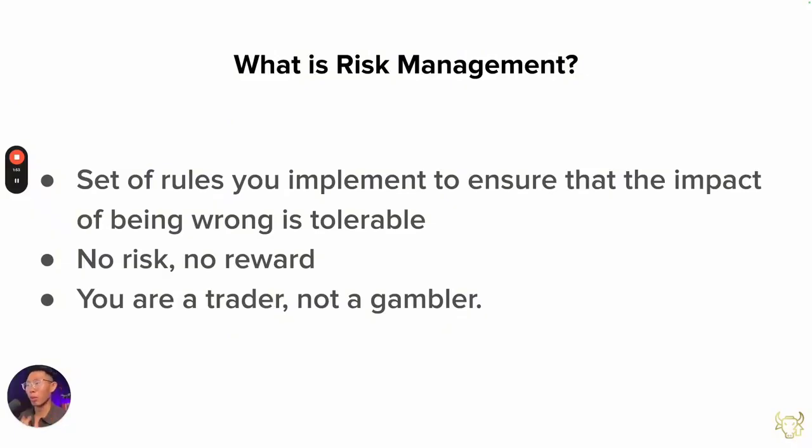A gambler is the guy who goes to the casino, decides to bet this amount of money and that amount of money, and then eventually goes all in. Let's put all my chips into the poker table or the slot machine. You are a trader. A trader is the guy who takes calculated risks. A trader is the guy who knows how to manage his risk so that he can stay in the long term and actually make consistent profits.